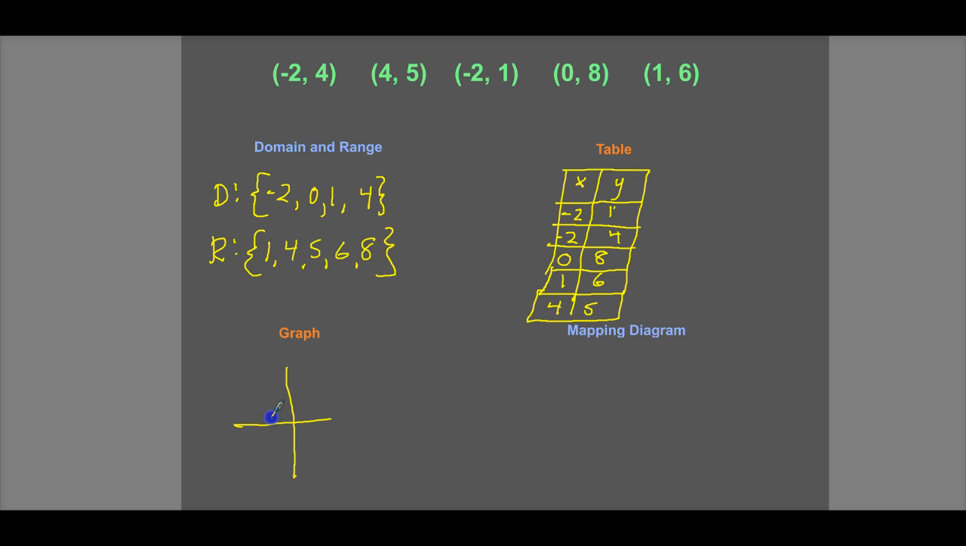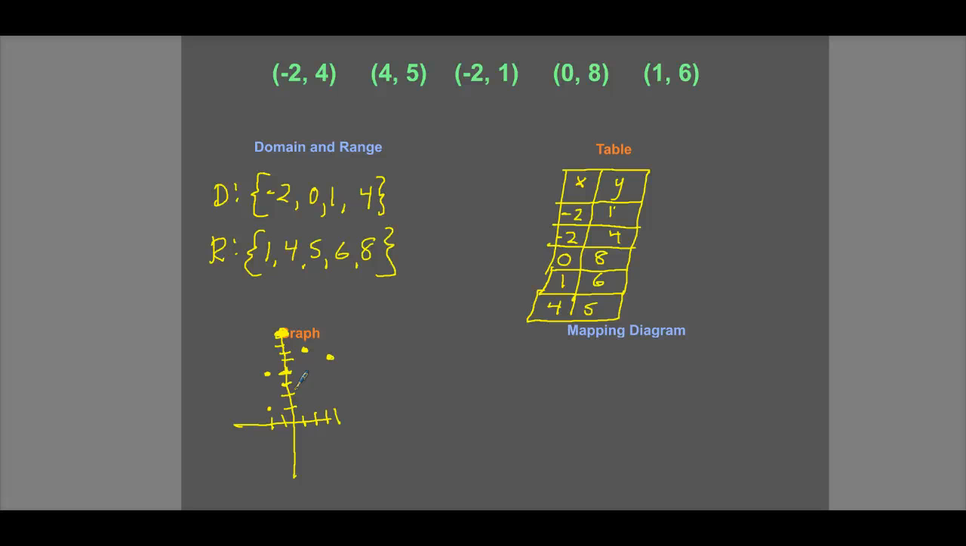So I have -2, so here, and I've got 1 at 1, 1 at 4, 0 and 8, so this thing should go up a while. Make a dot right there. 1 and 6, right here, and 4 and 5, right in there. So there's a graph setup, and then a mapping diagram. Now, the nice thing about a mapping diagram is it's really going to help us in just a second identify if the relation is a function.